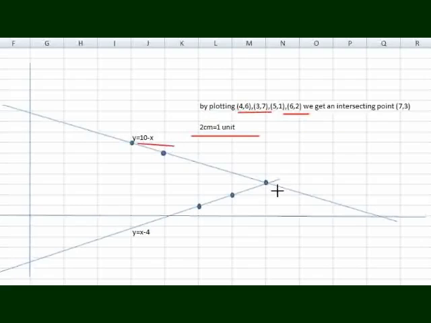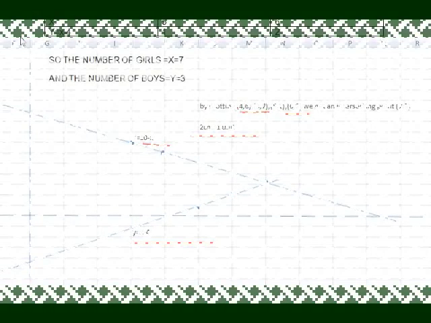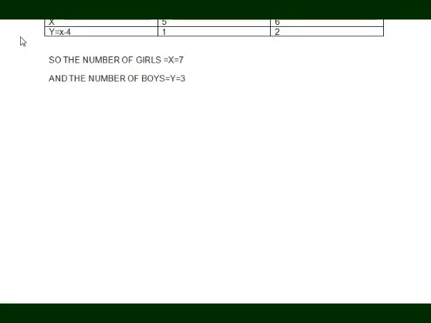So this straight line represents this equation and this straight line represents this equation, and the two lines will intersect at a particular position, that is 7, 3. Let us calculate it: 1, 2, 3, 4, 5, 6, 7 and 1, 2, 3. So this is 7, 3. So from the graph we have got the values of x and y, that is 7 and 3. So we can say that the number of girls is 7 and the number of boys is 3.